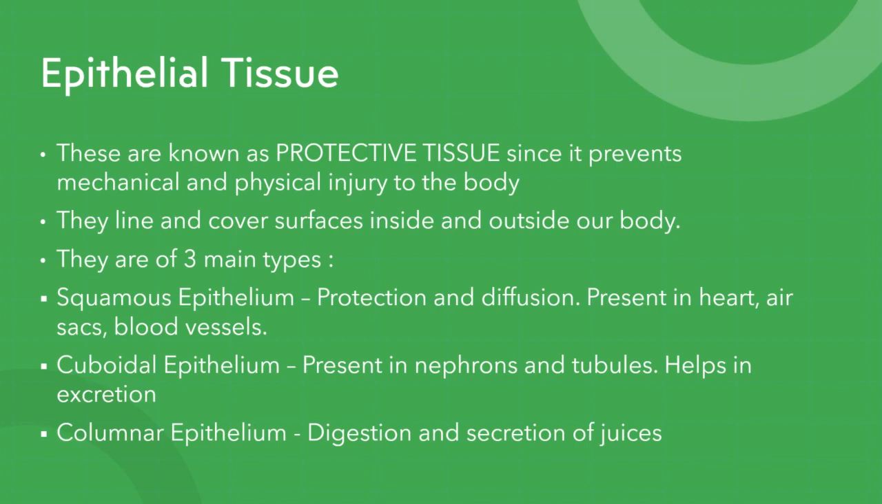There are three main types. The squamous epithelium. It helps in the protection and the diffusion, present in the heart, the air sacs, and the blood vessels. Next is the cuboidal epithelium. It's present in the nephrons and the kidney tubules, hence helps in the excretion, secretion, and the reabsorption. The columnar epithelium. It's present in the gastrointestinal tract, hence helps in the digestion and the secretion of juices.